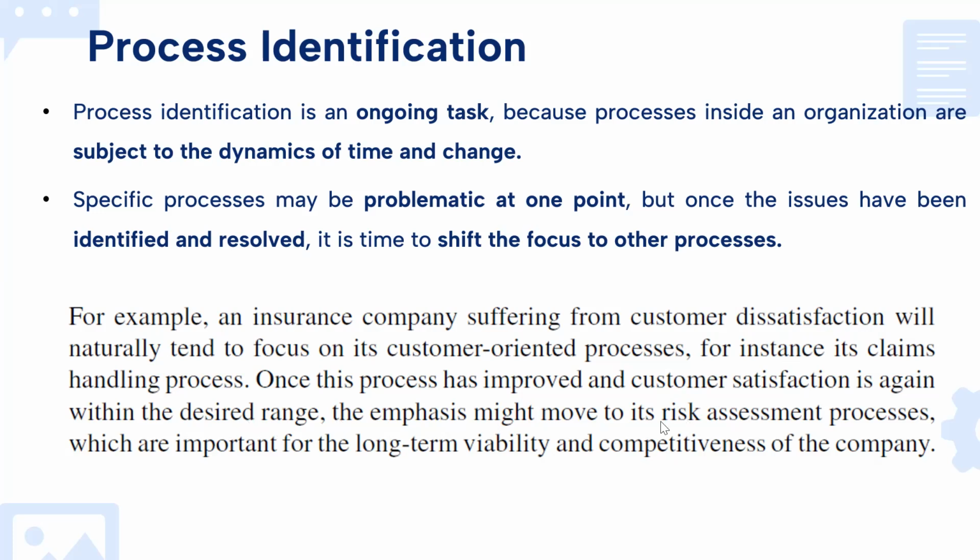The emphasis might move on to its risk assessment processes, which are important for the long-term viability and competitiveness of the company. So that's why we say process identification is an ongoing task. It's not a one-time activity. Once you identify a particular process for improvement, after improving that process, you have to move on to another process. Okay, so that's why we say it's an ongoing task.